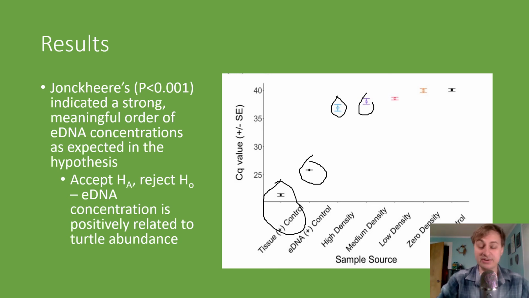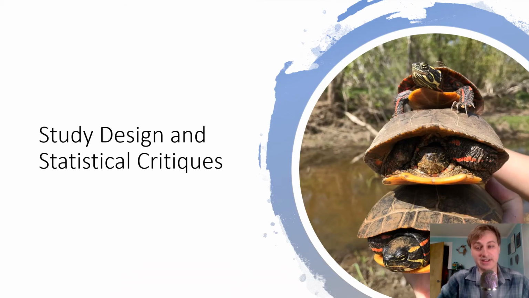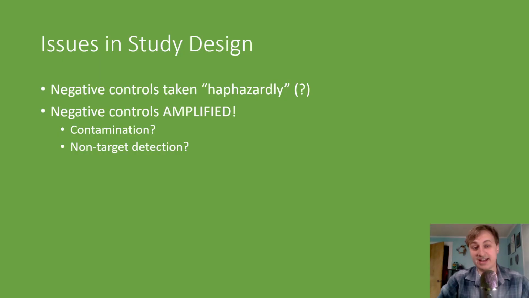So they get to accept their HA and reject the H0, which tells them that eDNA is indeed positively related to turtle abundance. So let's go ahead and critique this paper, and I do have some critiques for this indeed.